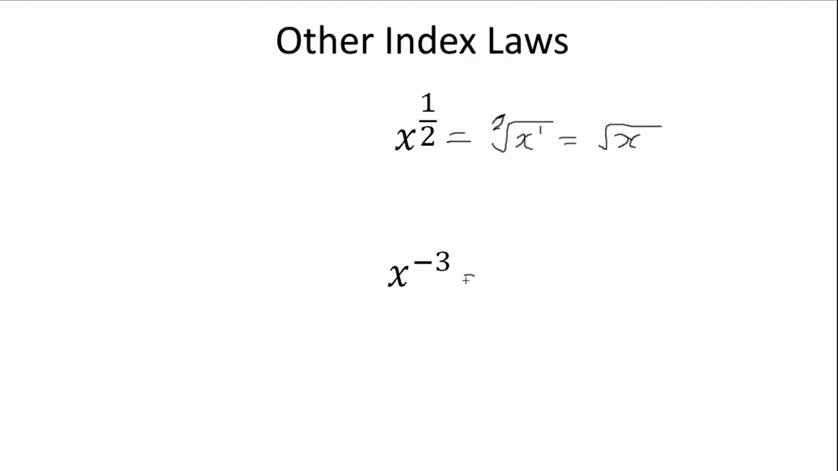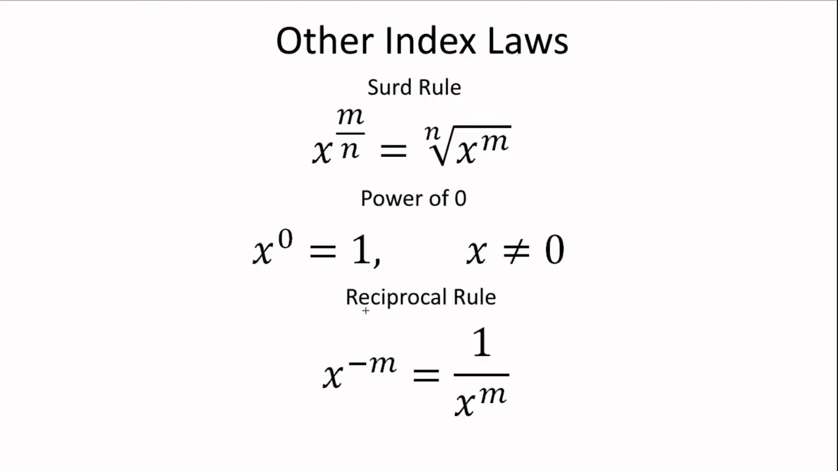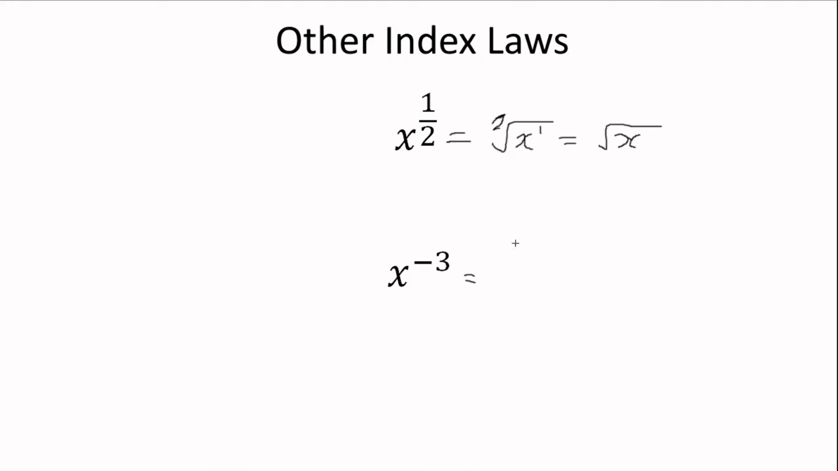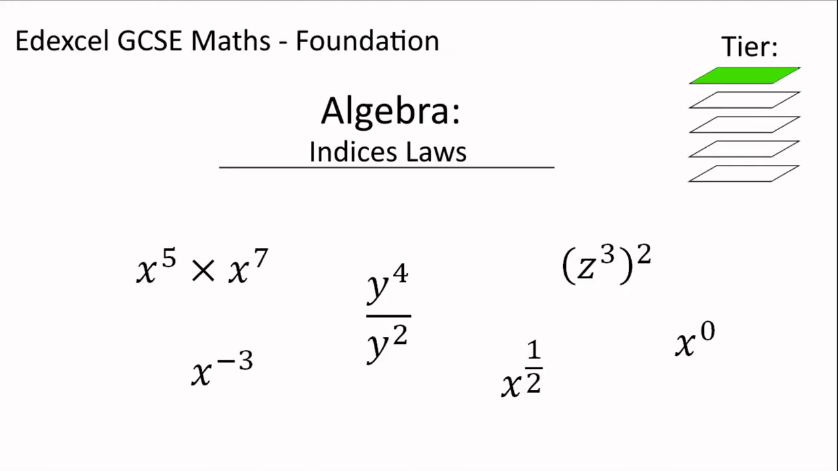And then, for the last situation, x to the power of minus 3. Remember we said anything with negative powers follows the reciprocal rule, so it's 1 over x to the power of m. In this case, m is equal to 3. So it's just going to be 1 over x to the power of 3, so 1 over x cubed. And that is it. That's all I really had to say on the indices laws.